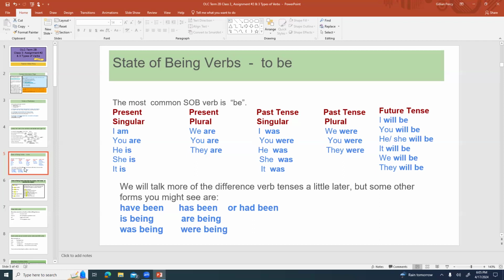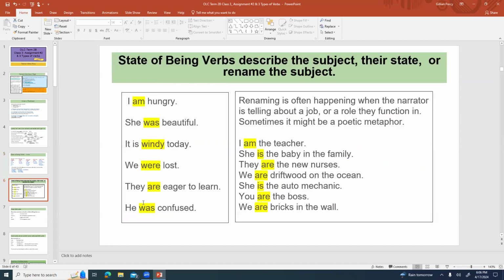That one's kind of a nice, easy one because it stays the same no matter what, just like the past tense plural does. We're going to talk more about some of the different verb tenses a little bit later, but some of the other forms that you might see are things like have been, has been, or had been. You might also see is being or are being, was being, or were being. Sorry, it's hard to say all those at once.